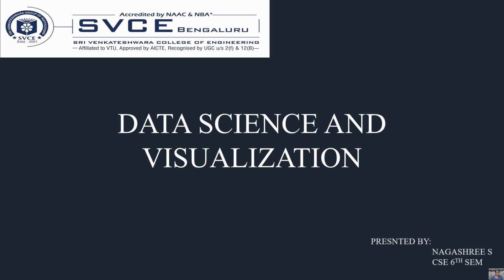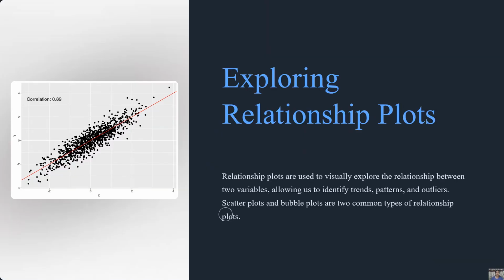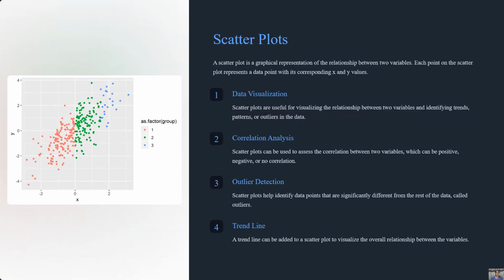Today let us learn about the subject data science and visualization. The topic we are going to discuss today is exploring relationship plots. Relationship plots are used to visually explore the relationship between two variables, allowing us to identify trends, patterns, and outliers. Scatter plots and bubble plots are two common types of relationship plots.